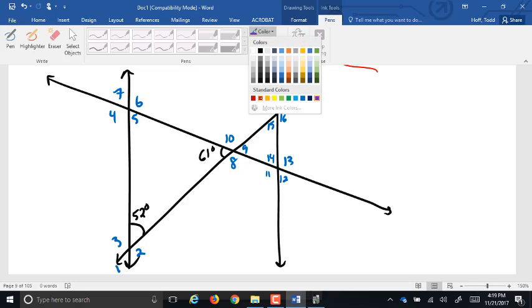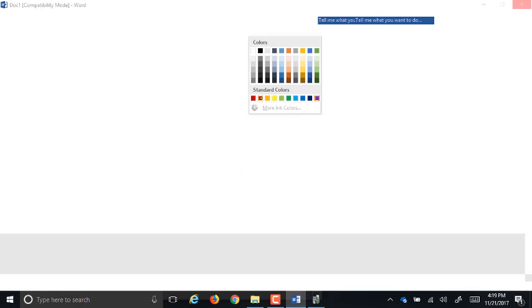So let's take a peek. I kind of numbered them in a way that was, oh, come on now.